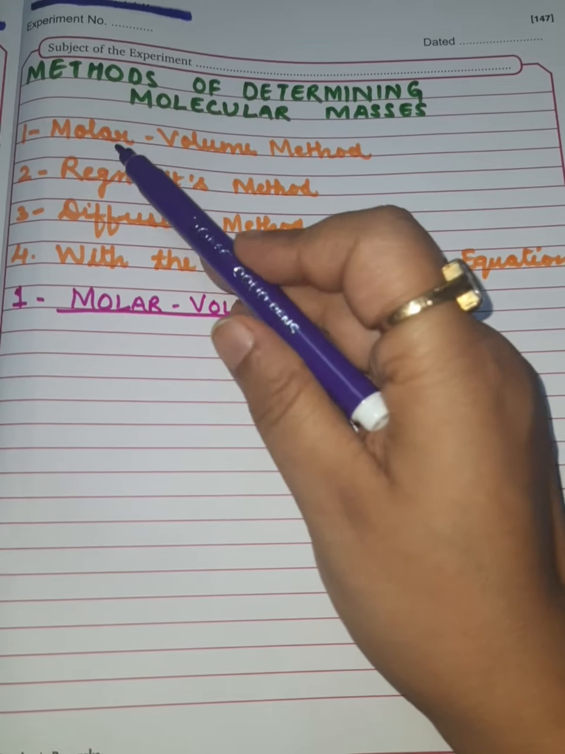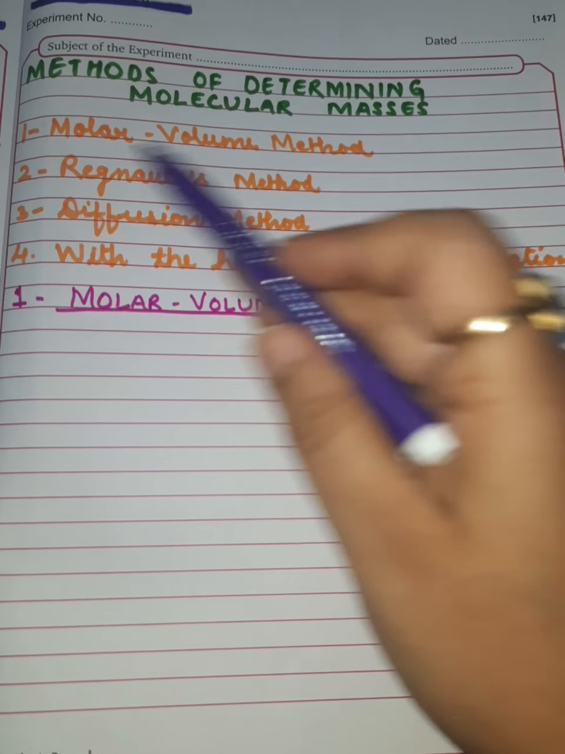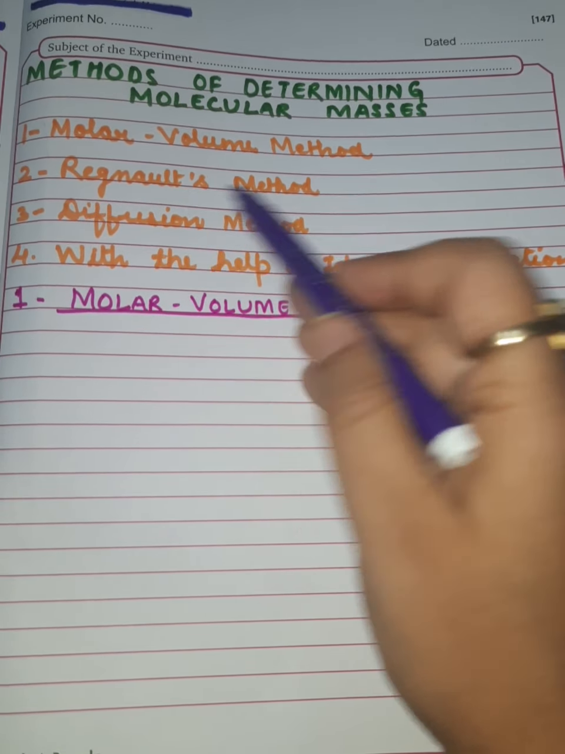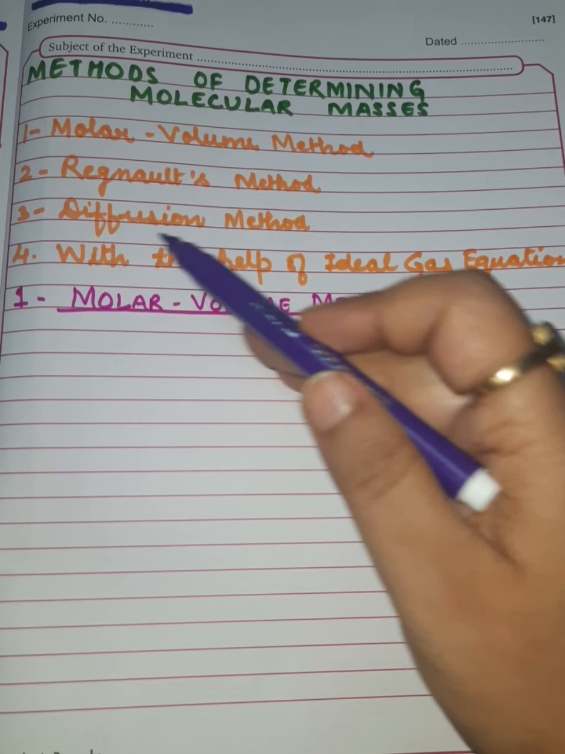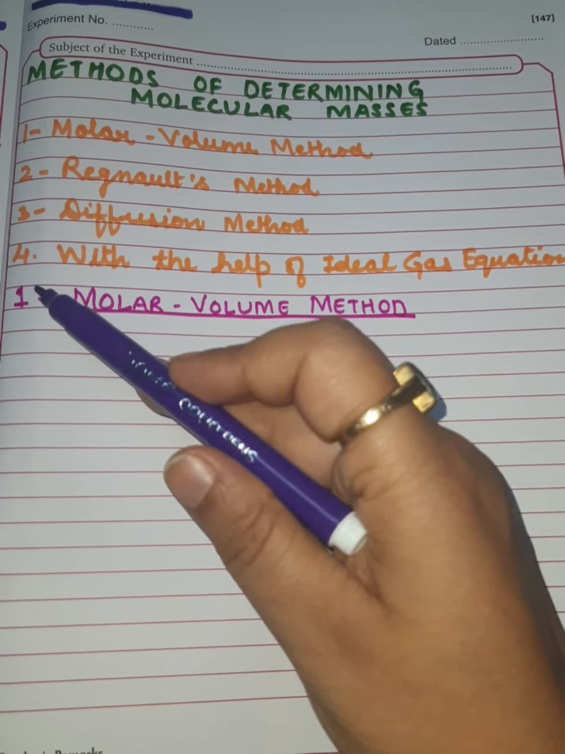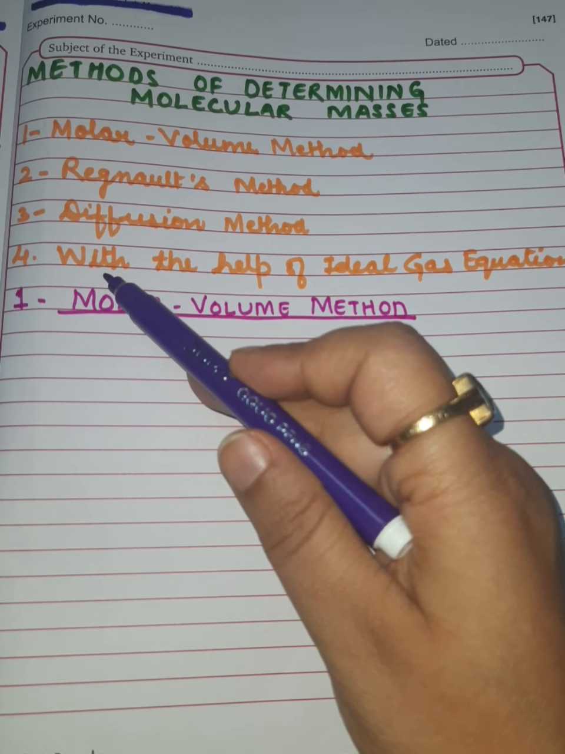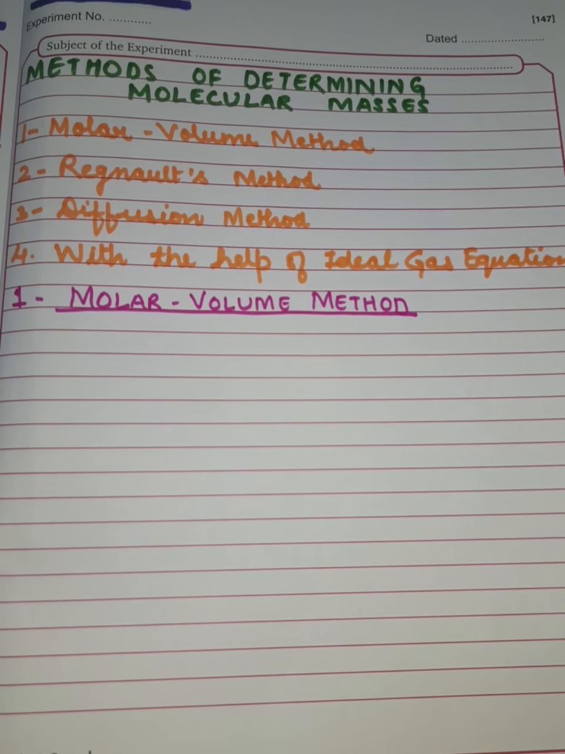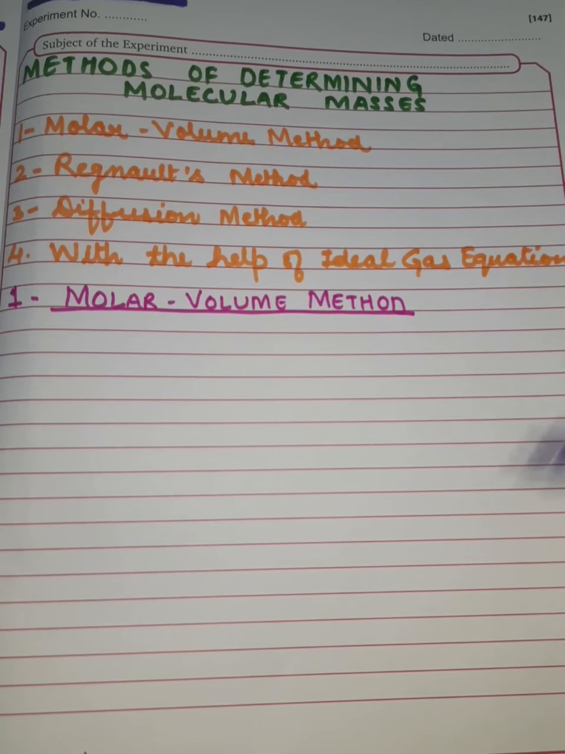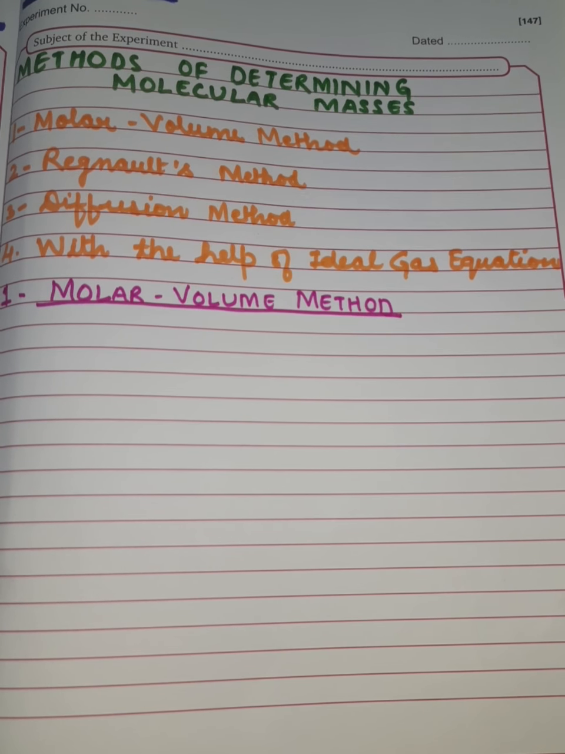The first one is the molar volume method. Second is Reynolds method. Third is diffusion method. And fourth is the method which is based on the help of the ideal gas equation. So let us understand all these methods one by one.